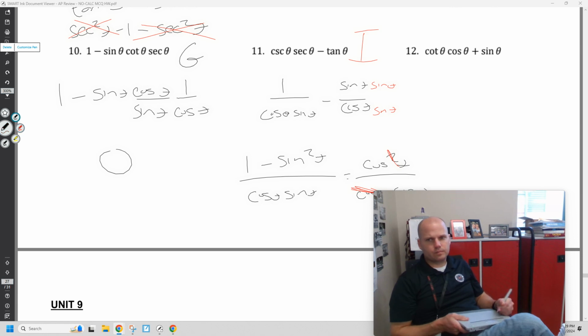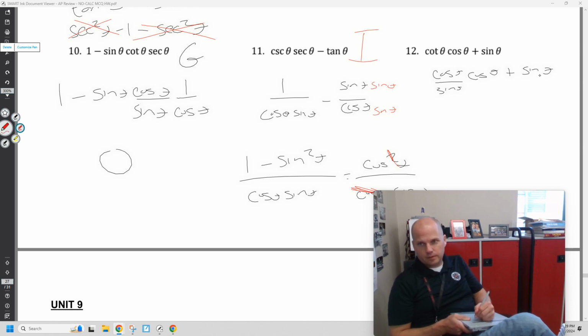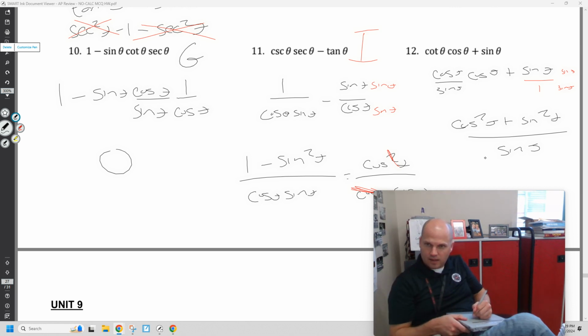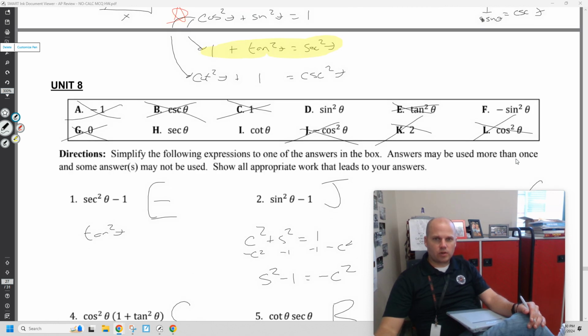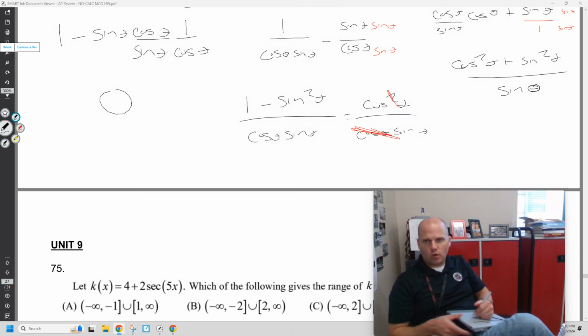Check out this one. Cosine over sine times cosine plus sine. Common denominator here again, sine theta. You get cos squared theta plus sine squared theta over sine, because it is a common denominator. I added the numerators together. Cos squared plus sine squared is 1. I have 1 over sine, which is cosecant.